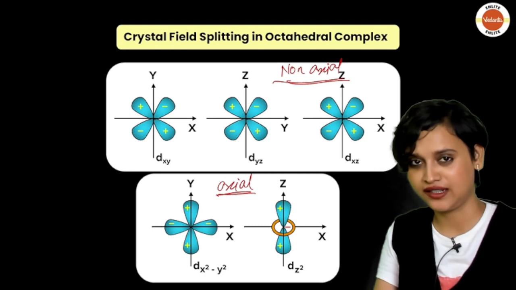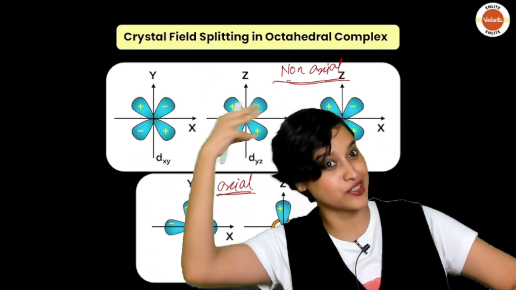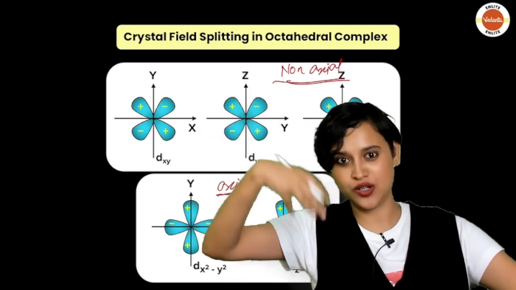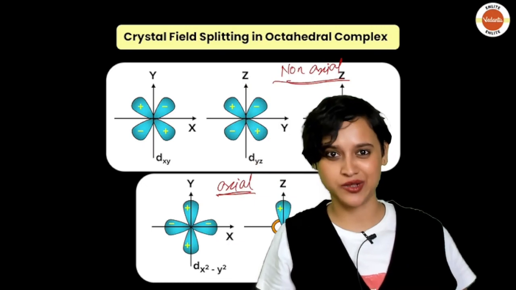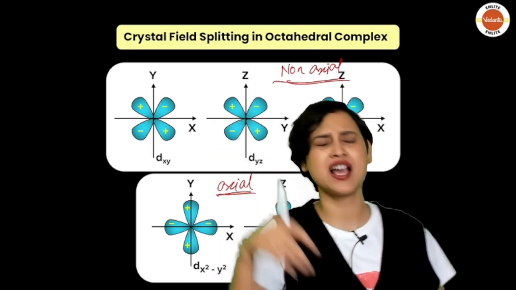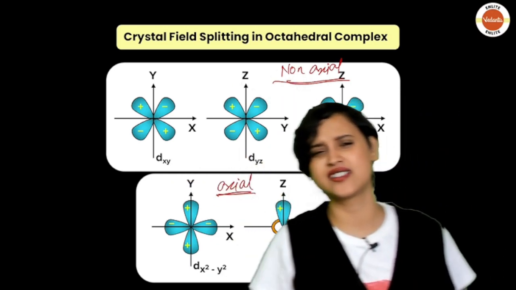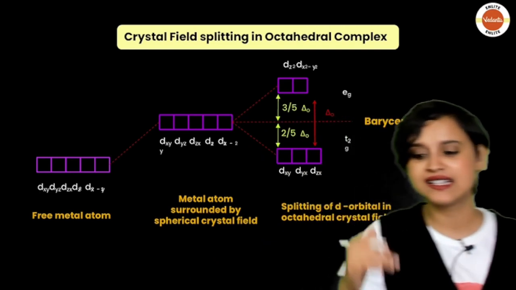Now, what happens here? Imagine if the ligand is approaching from the axis, right on top of the axis, what will happen? These two will be like, you're right on my head. Energy level goes up. Getting it? And the non-axial ones are like, oh, I'm safe. It's only hitting the axial ones. Their energy level will come down. Getting my point? And this is exactly what is happening.